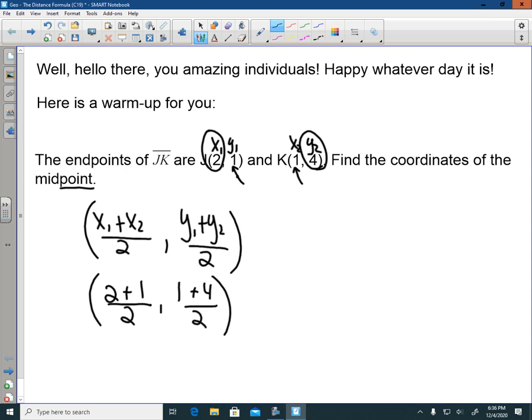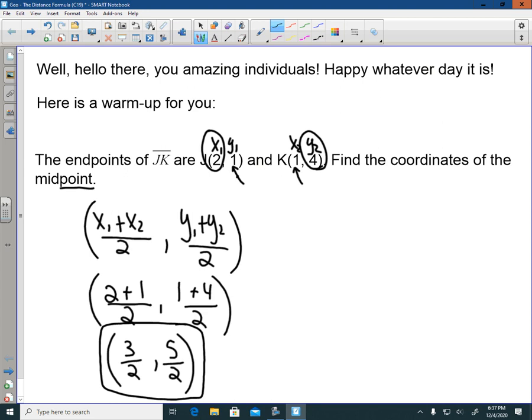Now it's just a matter of doing a little bit of arithmetic to simplify this. 2 plus 1 on top gives us 3 over that 2. Don't forget your parentheses. Comma, 1 plus 4 on top is 5 over 2, and end parentheses. Now, as far as I'm concerned, this is just the most beautiful thing I've ever seen in my life. I love improper fractions. They're the exact answer. If you must change this into a decimal, then be my guest, but you don't have to. That is just a perfect answer. And 3 halves, 5 halves is the midpoint of segment JK.